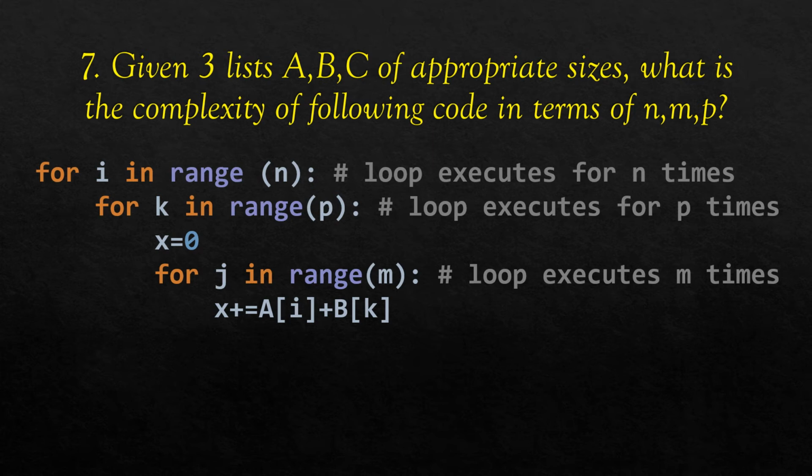In every loop it is mentioned as range. Range means it will start with 0 and stop at a particular value, and it will be incremented by 1 every time. So you can see the first for loop gets executed for n number of times, the second one p number of times, the third one m number of times. So simply you can just multiply, order of n into p into m. Alright.